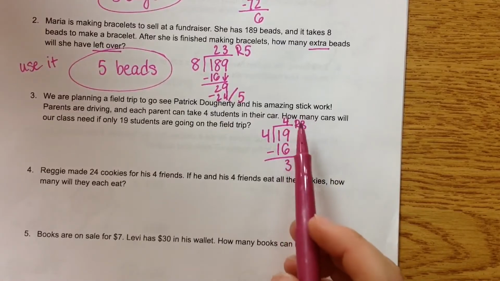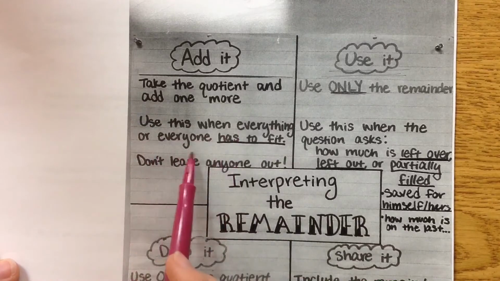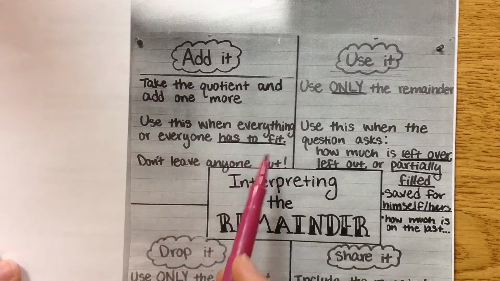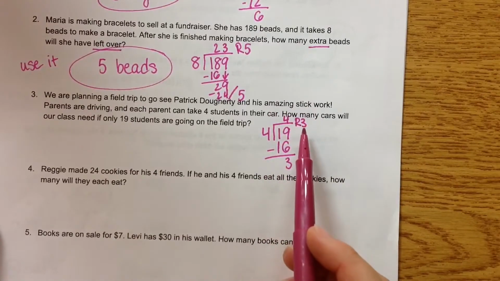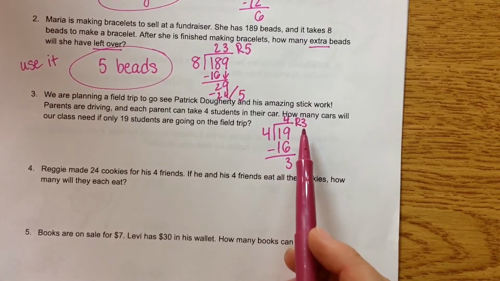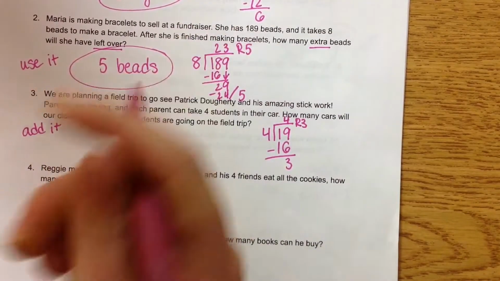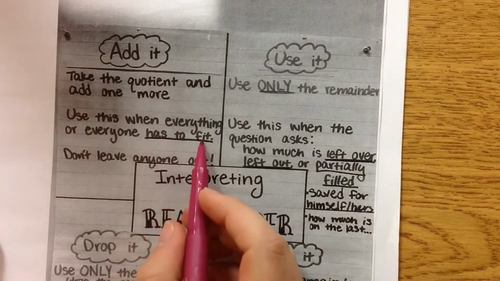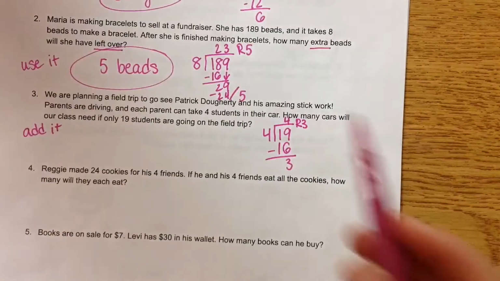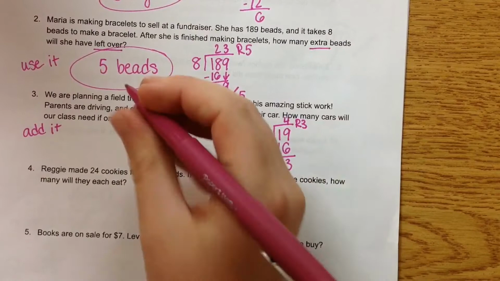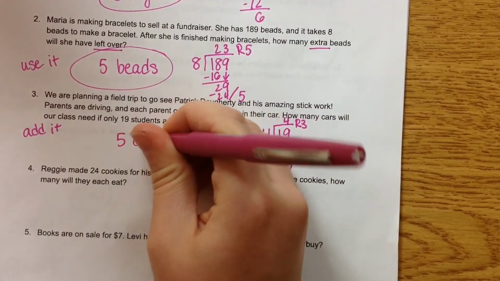I really think that what this one fits is an add it problem, when everything or everyone has to fit. We don't want to leave 3 kids out. If we took 4 cars, there would be 3 kids that just don't have a ride. So I think that this is an add it problem because everything or everyone has to fit. And for an add it, we take the quotient and add 1 more. So our quotient is 4. We're going to add 1 more and it would be 5. How many cars do we need? 5 cars.